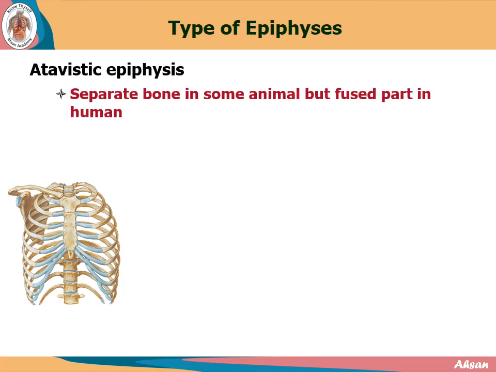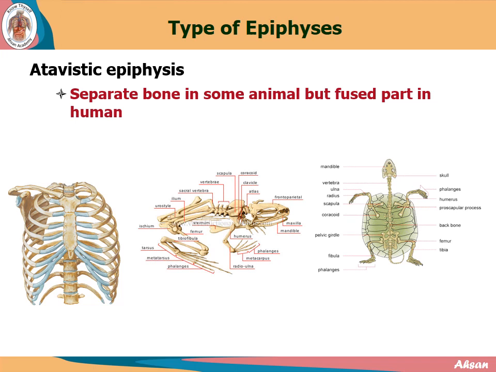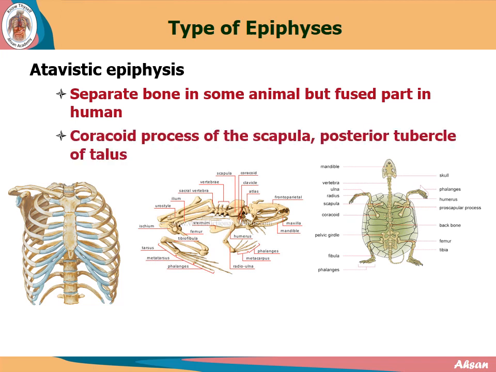Atavistic epiphyses are separate bones in some animals, but in humans they are fused with one bone. Examples I can say are the coracoid process of the scapula and the posterior tubercle of the talus.